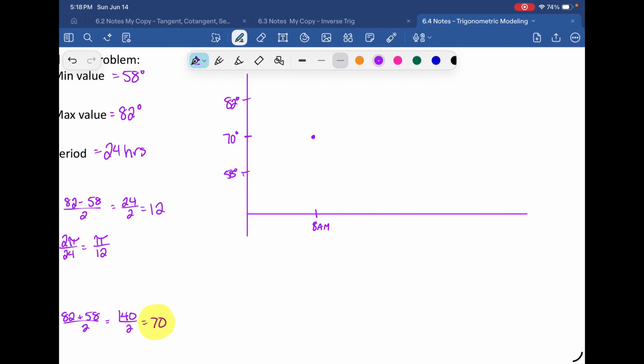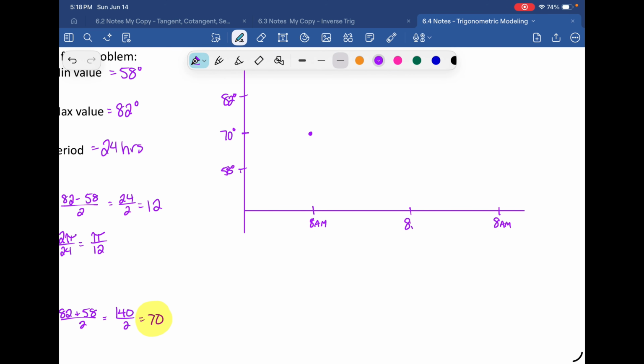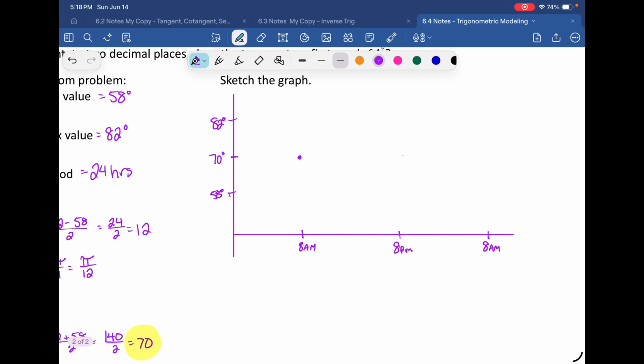All right, well, the period is 24 hours. So one full day from 8 a.m. is another 8 a.m. Okay, well, half of that is 8 p.m. These are 3 mids. Great.